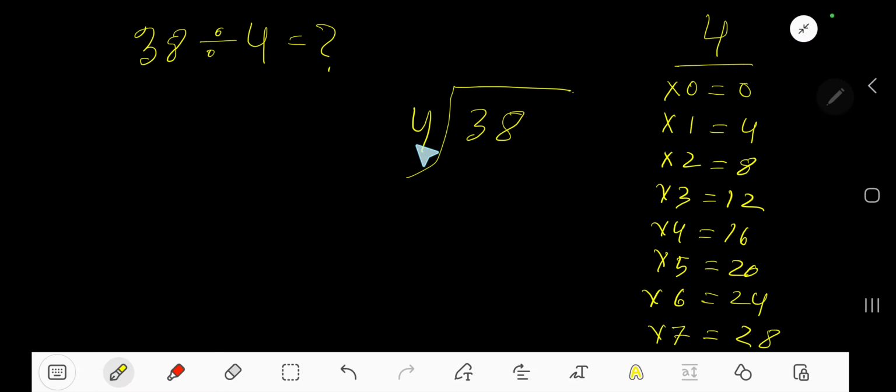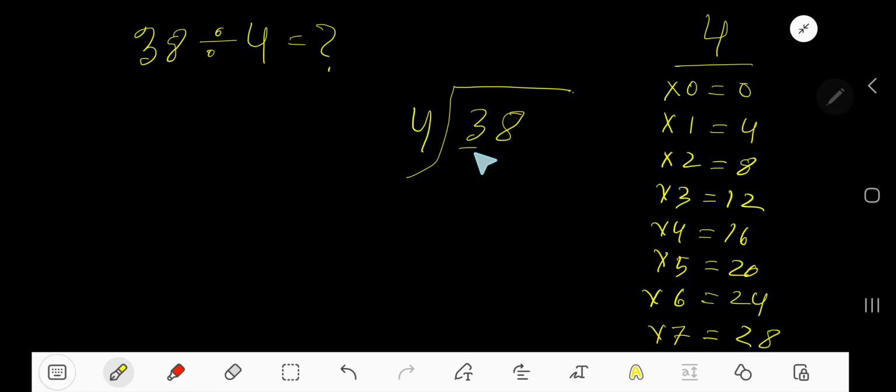38 divided by 4. Here 4 is a divisor, so we need the multiplication table of 4. 4 times 0, 0, 4 times 1, 4, 4 times 2, 8, 4 times 3, 12, 4 times 4, 16. To find out the multiplication table of 4, just add 4 to the previous step. 0 plus 4, 4, 4 plus 4, 8, 8 plus 4, 12, 12 plus 4, 16, 16 plus 4, 20.